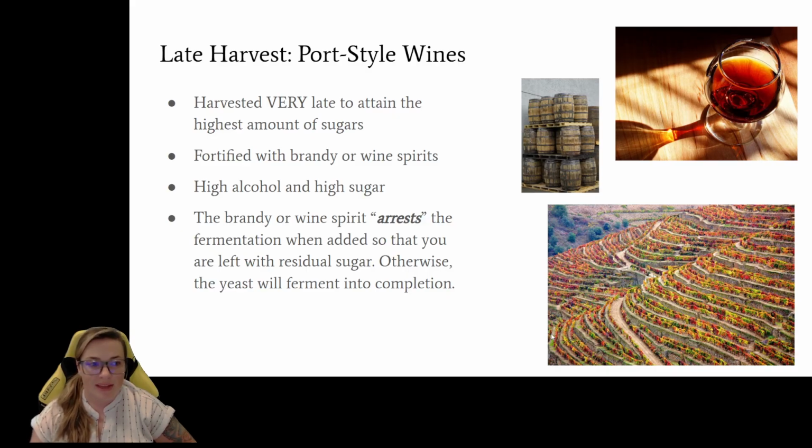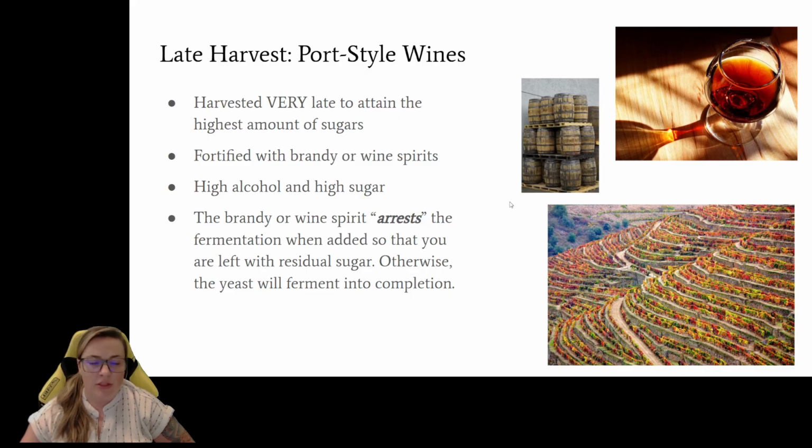On the other hand, we have another kind of style of late harvest, which we refer to as port-style wines. We can't make port in the United States because that is a protected designation from Portugal, but we can say it was made in the port style. We are allowed to say that. So these, just like the late harvest, are harvested very late to attain the highest amount of sugars.